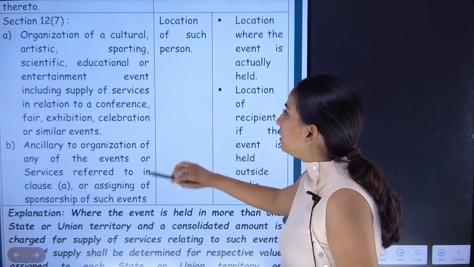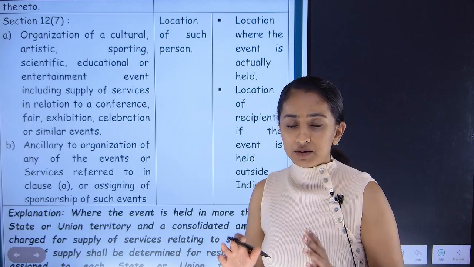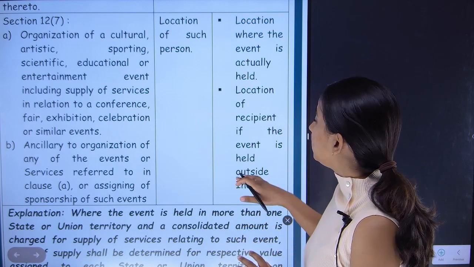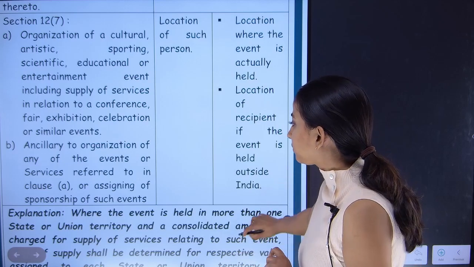Okay, now let's say there is any exhibition, fair, celebration. Place of supply will be location of such person. If location is not available, where is the exhibition actually held? That will be the place of supply.